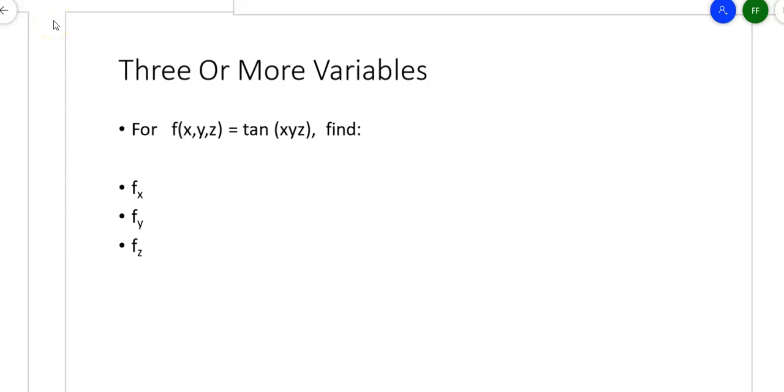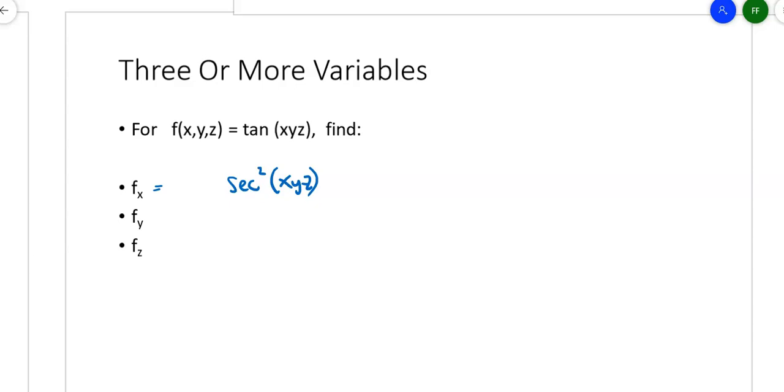So I've got a little problem here, the tangent of xyz. How can I find the partial with respect to x, the partial with respect to y, the partial with respect to z? These are all going to start the same way. The derivative of tangent is secant squared. So I'm going to end up with a secant squared xyz times the derivative of the inside.